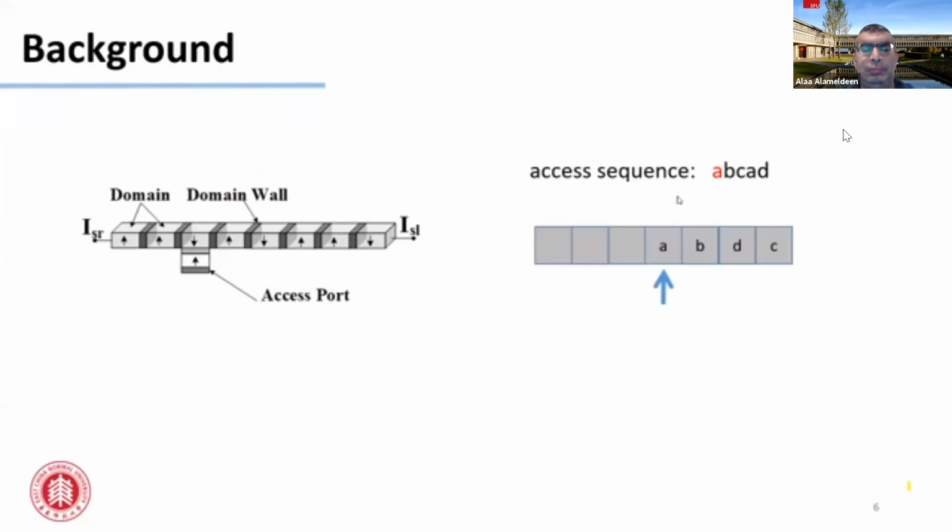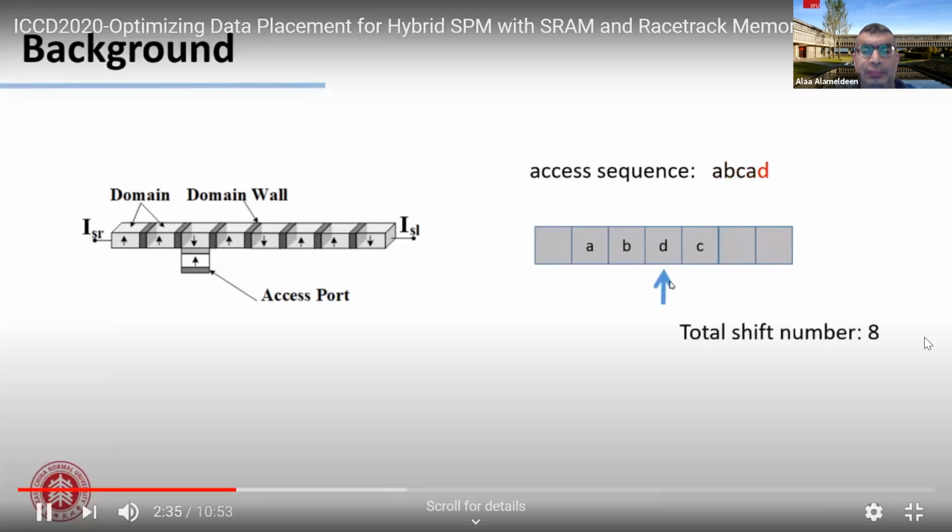Now, we use an example to illustrate the process of RM data access. The access sequence is A, B, C, A, D. The first data accessed is A. Because A is aligned with the access port, there are no shifts. The second data to be accessed is B, but B is not aligned with the access port. The data in RM has to shift one position to the left as a whole. This is a one shift operation. 2 shifts. 3 shifts. 2 shifts. The total number of shifts is 8.